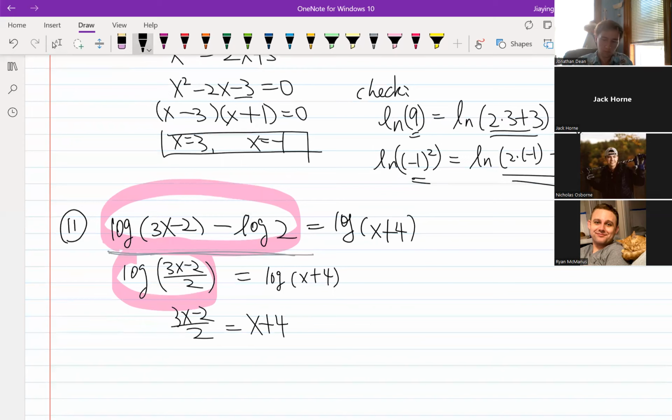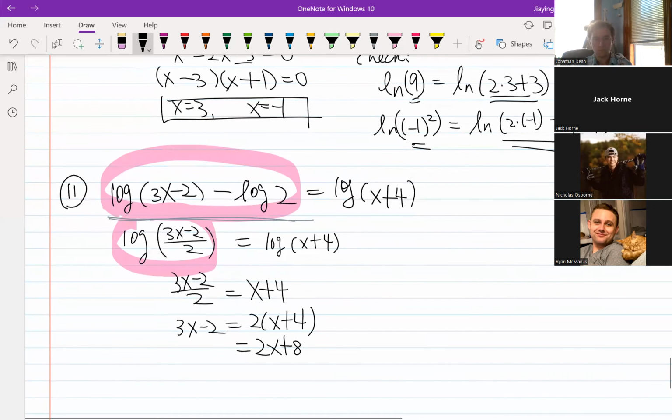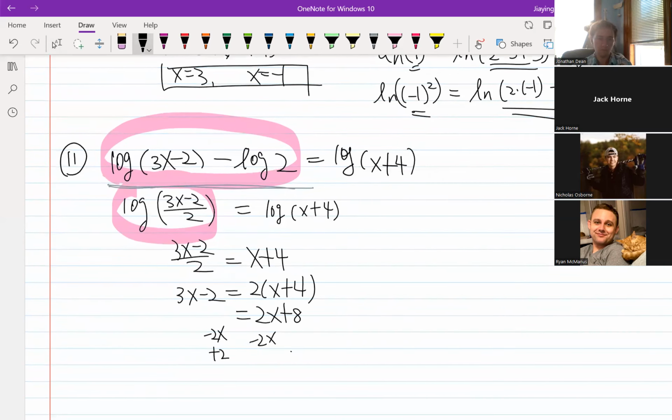So if I multiply by 2 on both sides, I get 3x minus 2 equals 2 times (x plus 4). So that's equal to 2x plus 8. On the left side, I have 3x minus 2. So if I subtract 2x on both sides, and add 2 on both sides, I get 3x minus 2x, so that x equals 8 plus 2, which is 10. So I get x equals 10.